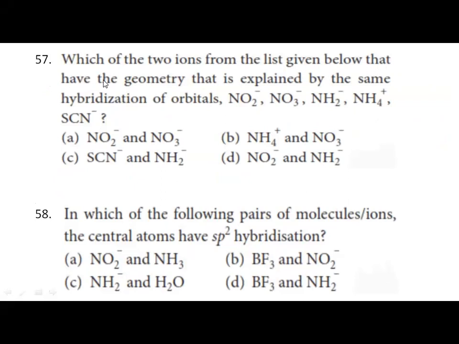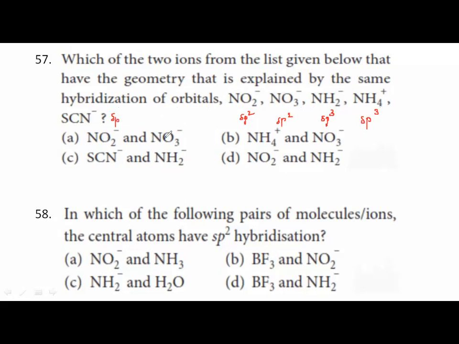Which two ions from the list given below have geometry that is explained by the same hybridization of the orbitals? NO2-, NO3-, NH2-, NH4+, SCN-. Here we can see it directly, we have done so many of these. NO2- has sp2 hybridization. NO3- is also sp2. NH2- is sp3 and NH4+ is also sp3, whereas SCN- is sp.